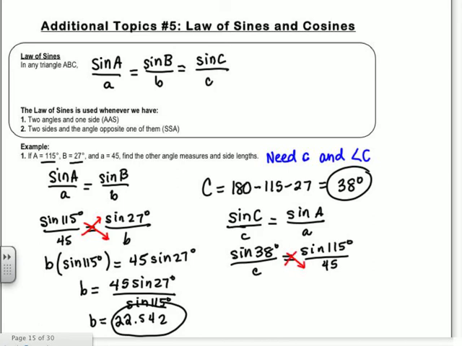So cross multiply. I'm going to get sine of 38 times 45 equals C times sine of 115. Do you guys see I'm going to divide by the sine of 115?